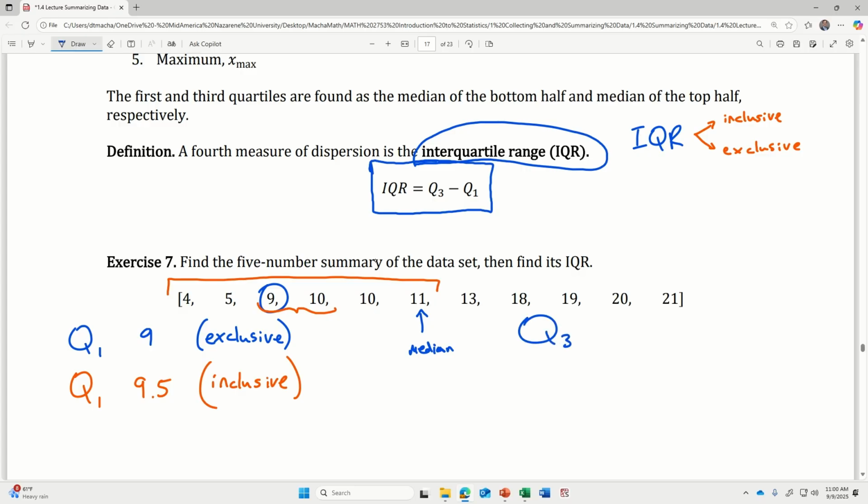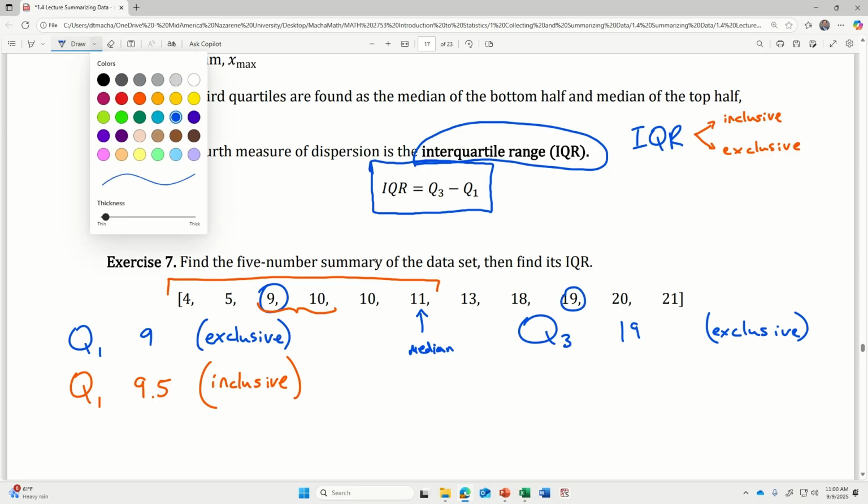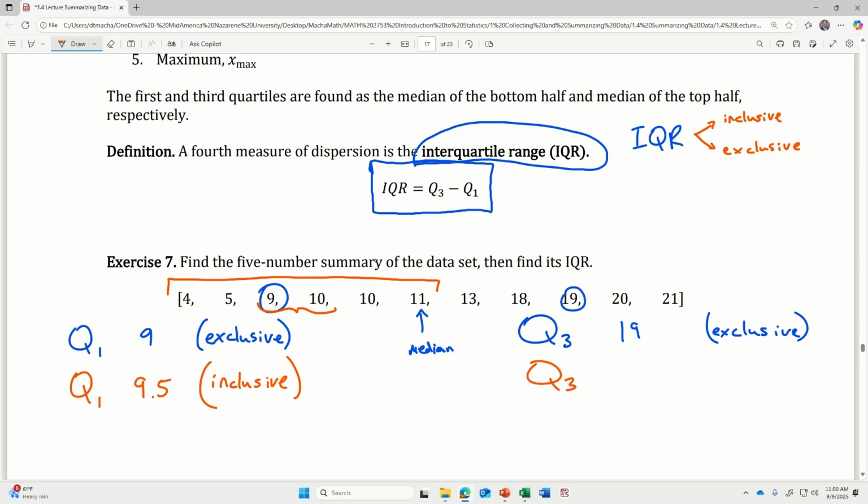The third quartile, inclusive, would be what? 18.5. Yes. Oh, sorry. I should not confuse you with the colors. Let's use blue for exclusive. But you're right. The inclusive quartile would be 18.5. The exclusive quartile would be 19. And then in orange, I'll write the inclusive was, like you said, 18.5. Because inclusive means we include the median, and it's the average of these two numbers.